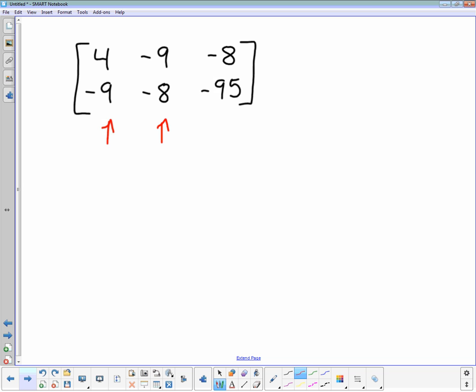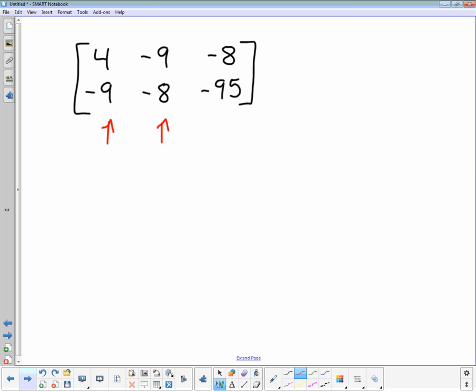You want to attack the 9 and the 8? Because I need to get a 1 somewhere, or a negative 1 somewhere. I don't care. Just give me a 1. I don't care what sign it's got in front of it. What am I going to do? The 9 and the 8.